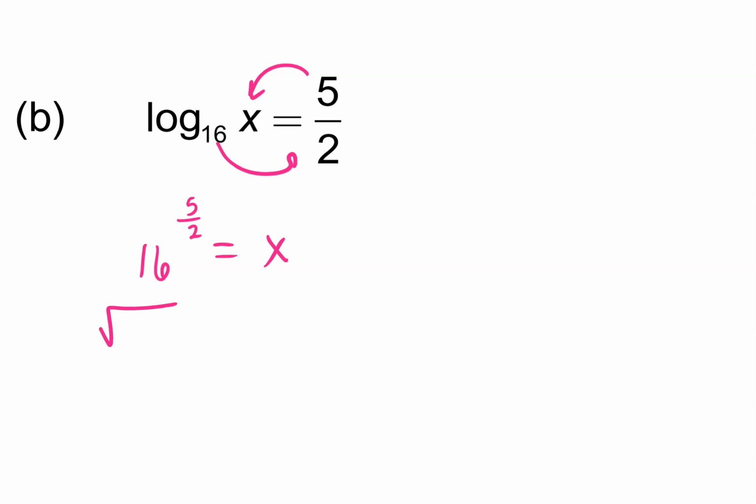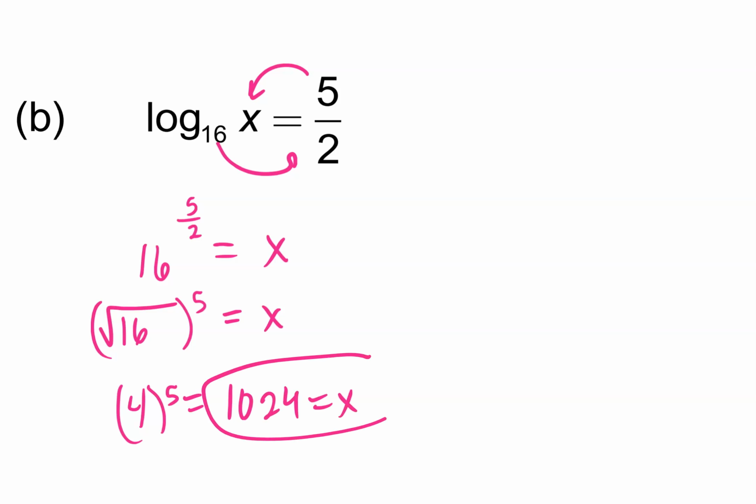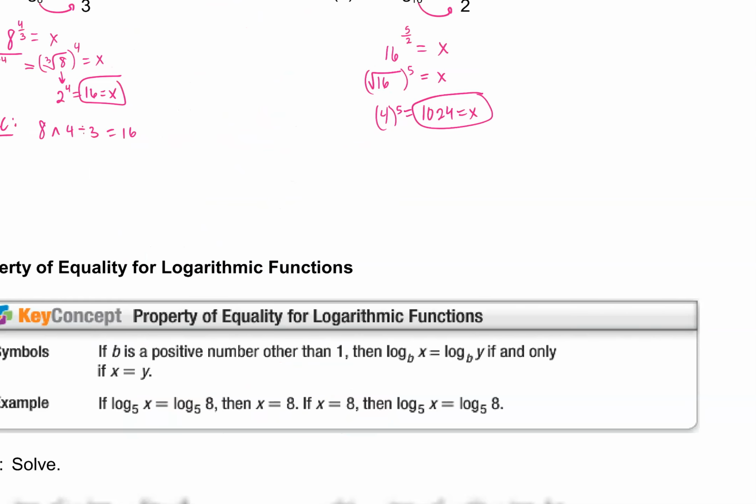So I'll write this as the square root of 16 to the 5th power is x. The square root of 16 is 4. And so 4 to the 5th power is going to be 1024, and that is what x is going to be equal.